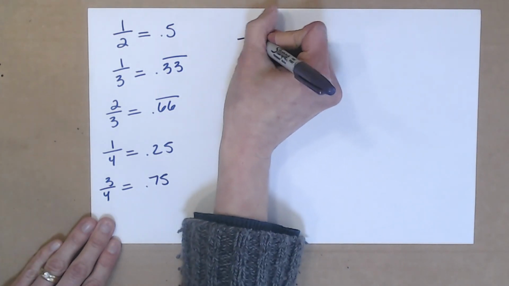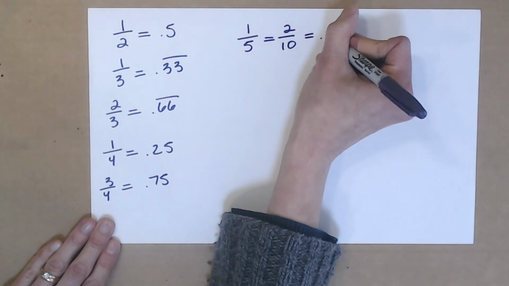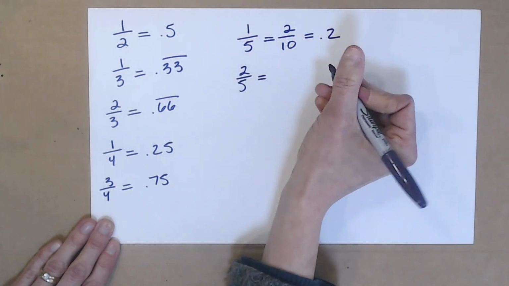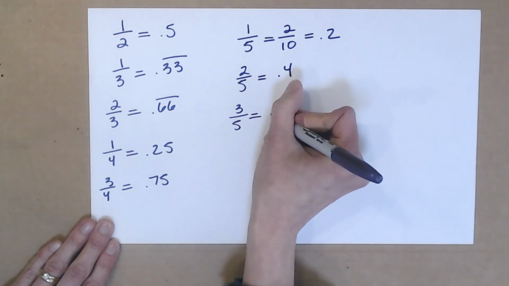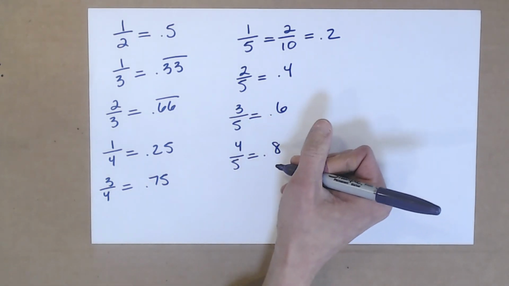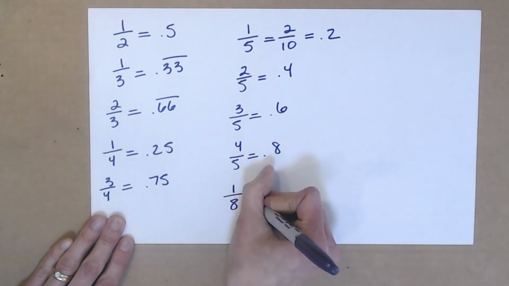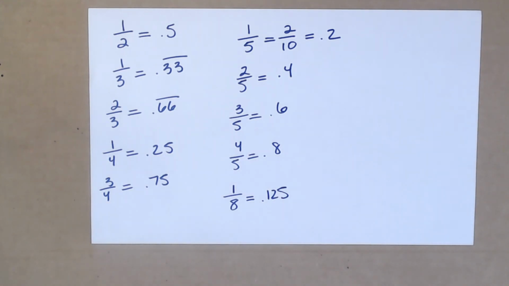Let's see here. 1/5. You should know that. Think equivalent fractions if you need to. That's 2/10, so 0.2. And then if you know 1/5, you should know 2/5. That'll be just double 0.2, or 0.4. And you should know 3/5. That would be triple 0.2, or 0.6. And you should know 4/5, which would be 0.8. So those you should memorize, as well as 1/8, which I'm asking you to memorize, 0.125. These are ones that you just want to memorize. Once you have those memorized, they will be very helpful to you.